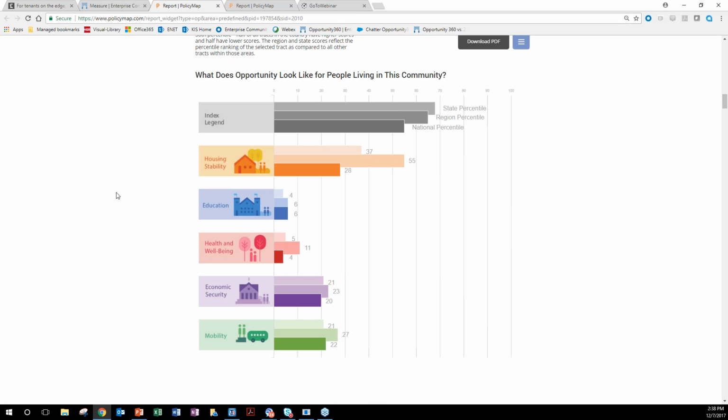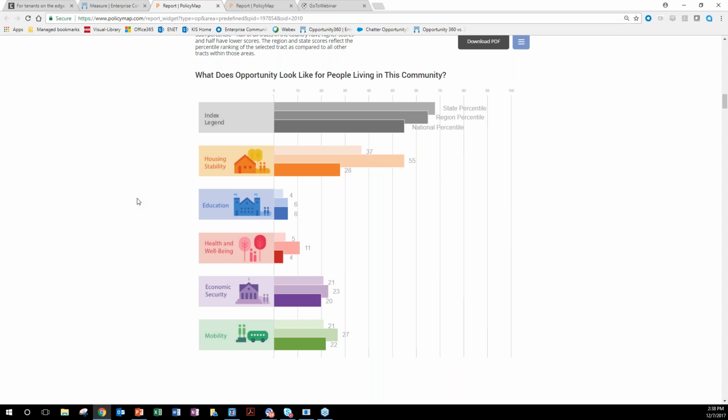That middle bar is the regional percentile. So if you were to line up every neighborhood in the region around that particular address, what you would find is that on housing stability, that neighborhood would be better than about 55% of the neighborhoods in the region, but worse than about the other 45%. The same thing is true at the top, the light bar, the state percentile. If you lined up every neighborhood across the state, 0 to 100, that neighborhood would be better than about 37% and worse than the other percent.